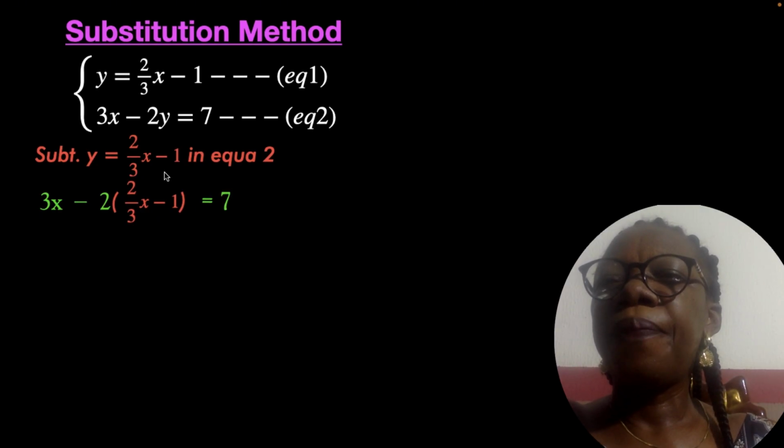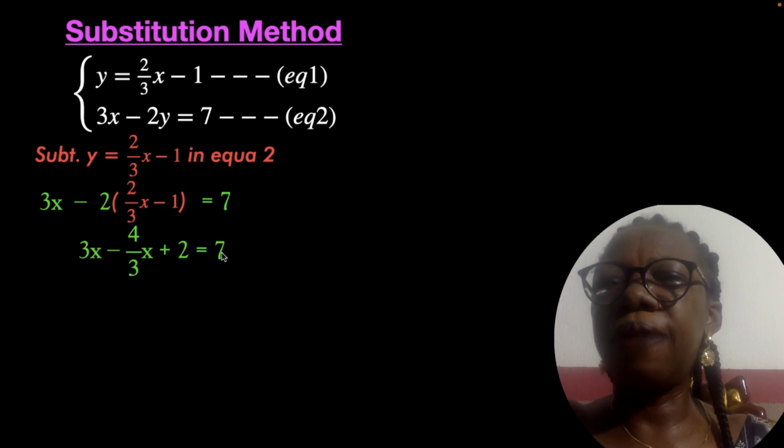So we multiply the terms in the bracket by minus 2, right? Minus 2 times 2 over 3, we have minus 4 over 3. Minus 2 times minus 1, we have plus 2. Alright, so we have 3x minus 4 over 3x plus 2 is equal to 7. We can remove the denominator by multiplying the whole equation by 3. So 3 times 3x, we have 9x. 3 times 4 over 3x, we have 4x. 3 times 2, we have 6. 3 times 7, we have 21.